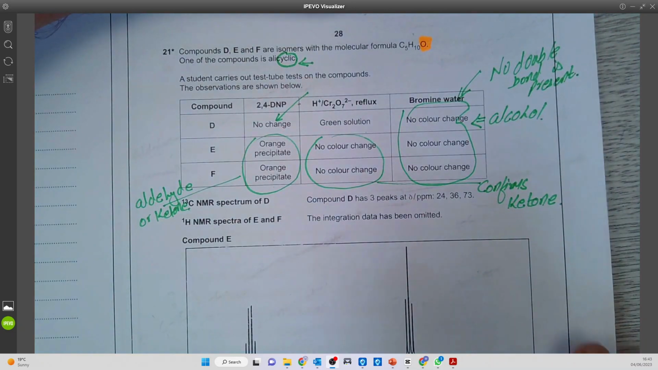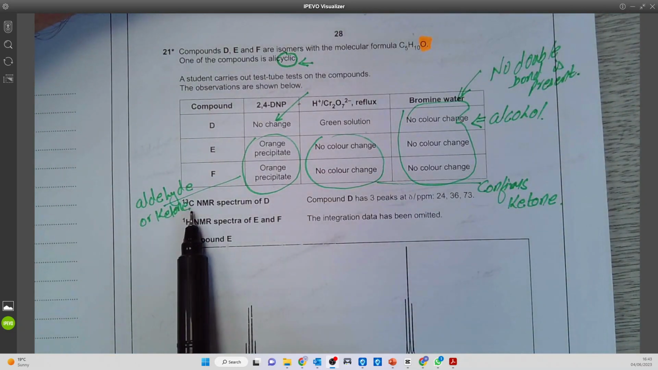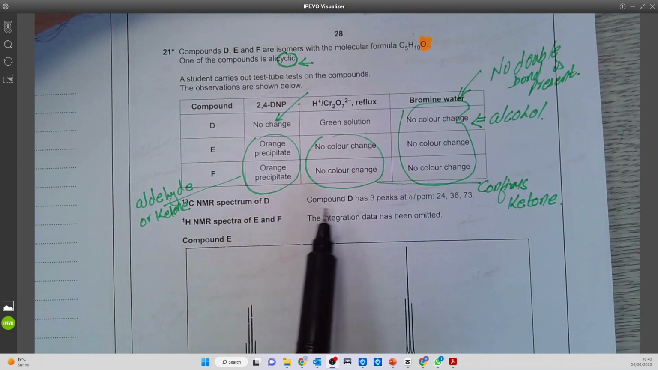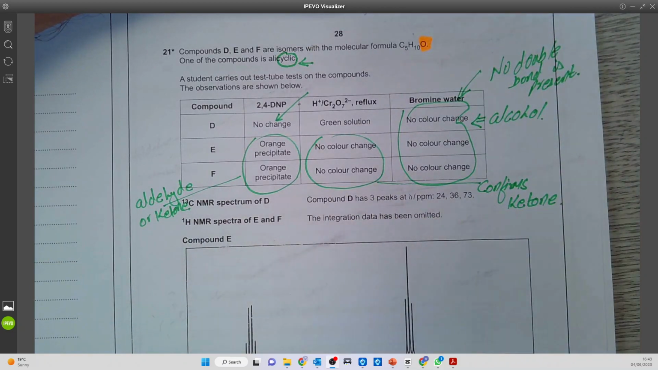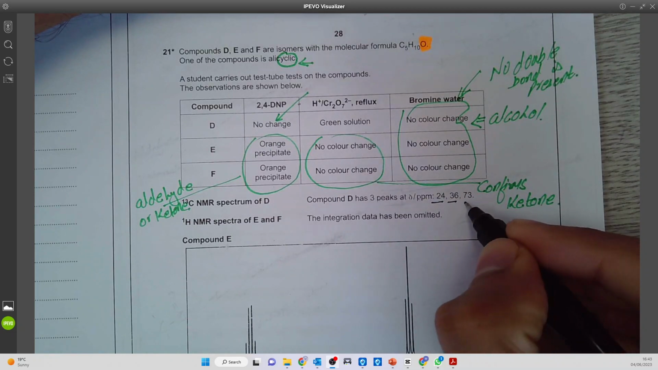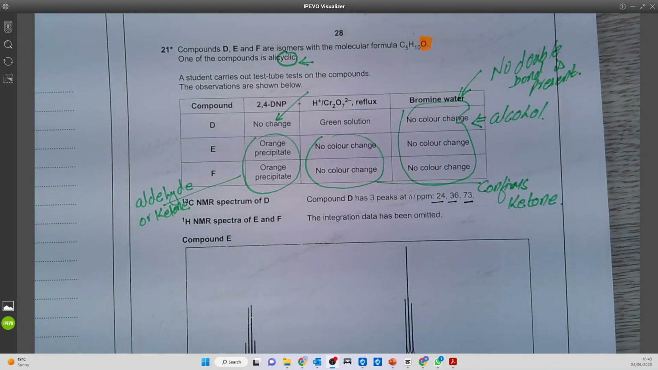Okay. Number one. Now it tells us a little bit more. It says for carbon 13 NMR of spectrum D, compound D has three peaks at these locations: 24, 36, and 73. So what I now need to do is go back to my data booklet and have a look.